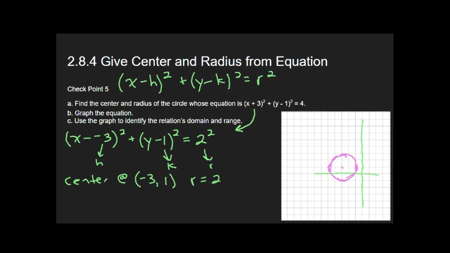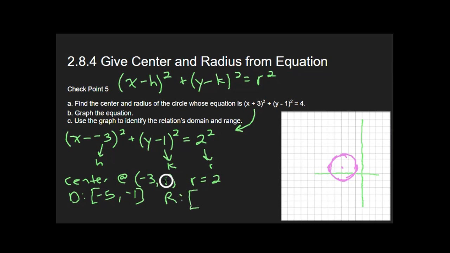Okay, so now that we've graphed that, we need to find the domain. So for the domain, we look at our lowest x value, and we can use our center to find that, right? Our center and radius. If our center is at -3 and the radius is 2, the lowest x value is going to be -5 inclusive, and the highest x value is going to be -1 inclusive. So you can use the graph, or you can use the center and the radius to find the domain and the range.